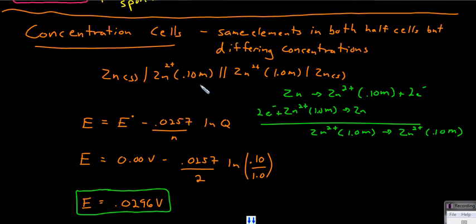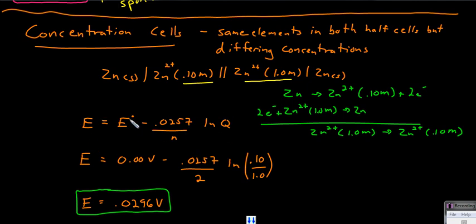So, for example, if you were to have one half cell which had zinc solid and zinc ion at 0.10 molar concentration, and the other half cell was zinc ion at 1.0 molar concentration and zinc solid, what would be the voltage of this cell? What would be the EMF? And so, again, use this equation.